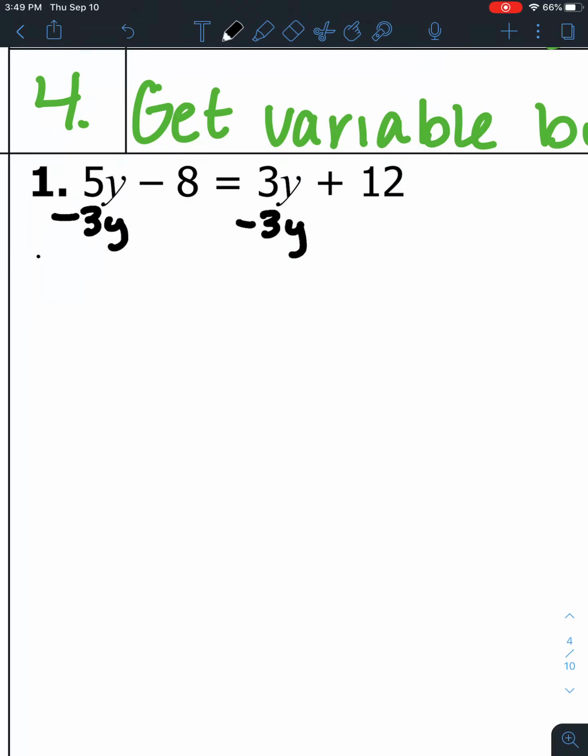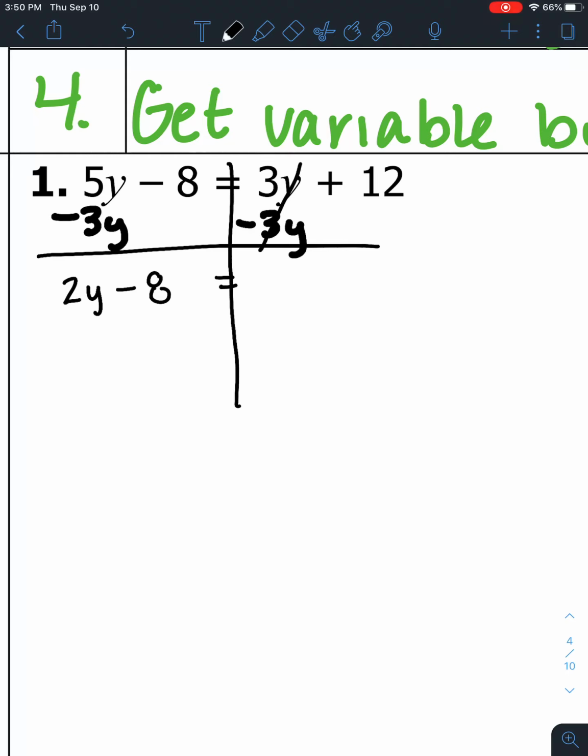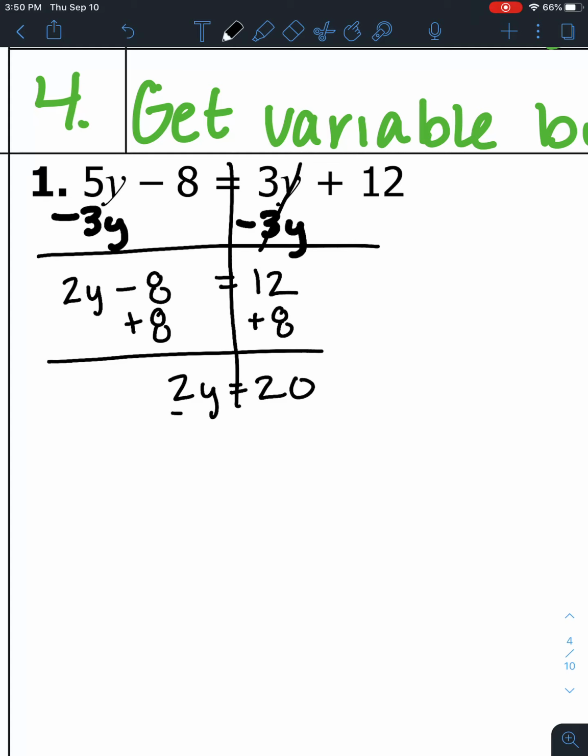Let me get a little bit of a skinnier pencil here. So that gives me 5 minus 3 is 2y. Keep my minus 8 equals, 3y's cancel out, so I'm bringing down my 12. Now this looks just like those two-step equations that we mastered last week. Add 8 to both sides. So that gives you 2y equals 20. Divide by 2. So you get y equals 10.